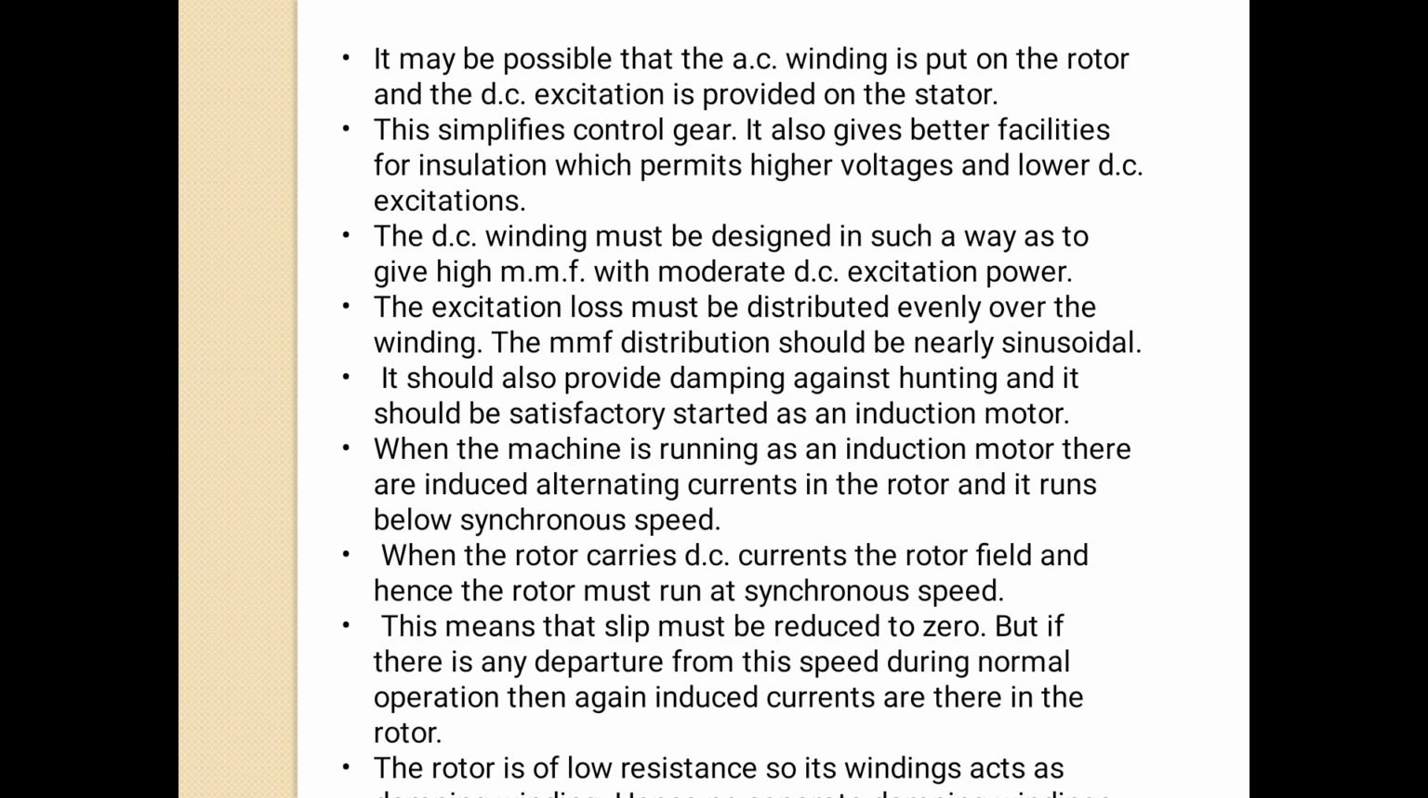When the machine runs as an induction motor, alternating current is induced in the rotor and it runs below synchronous speed. When the rotor carries DC current, the rotor field, and hence the rotor, must run at synchronous speed. This means that the slip must be reduced to zero. But if there is any departure from speed during normal operation, a current is induced against it.